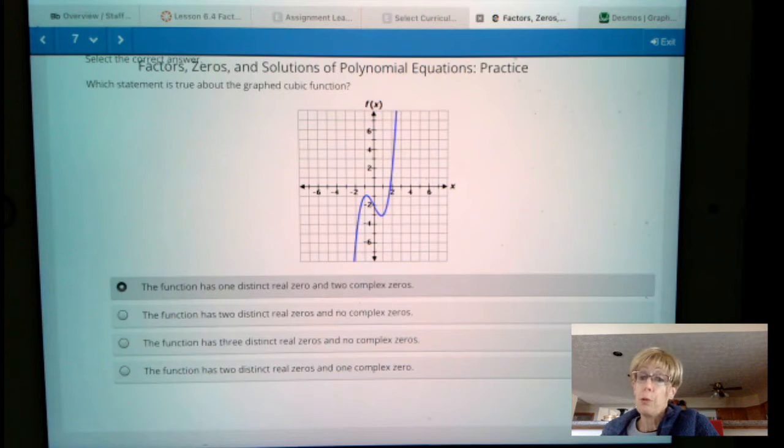And what we see is we cross the x-axis one time. So there's 1 root, and we need 2 others. And we're never going to cross again. So we have to have a total of 3. We can see 1, which means that there's 2 other complex, which means that they are imaginary answers.